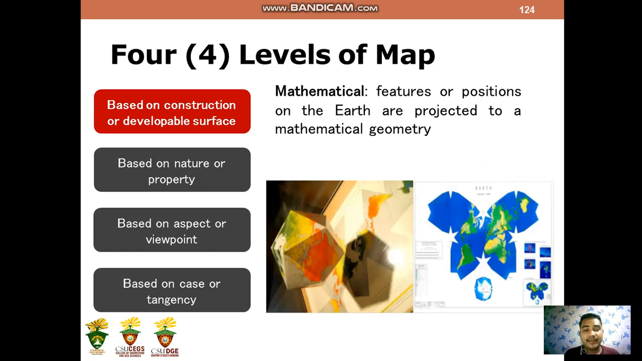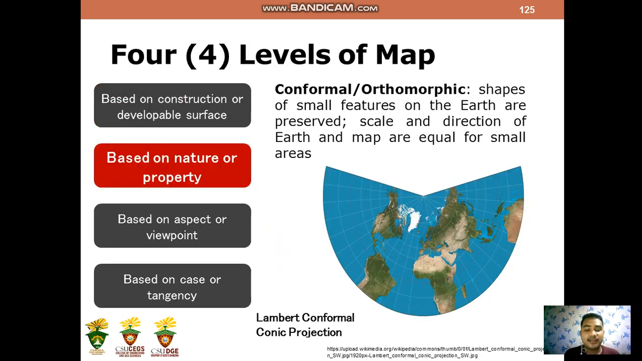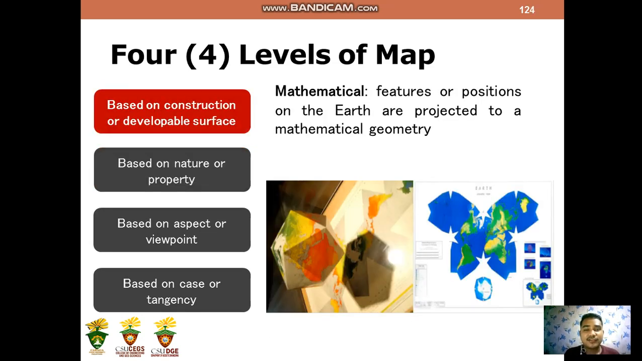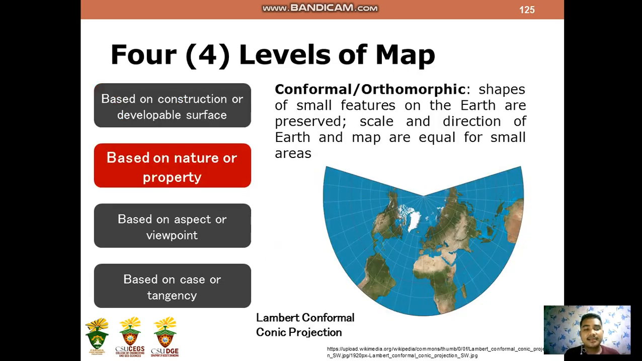And we have also mathematical, no? It is based on features or positions on the Earth projected using mathematical geometry. So example ani niya is katulad sa sinusoidal projection. Next level is based on the nature or property.